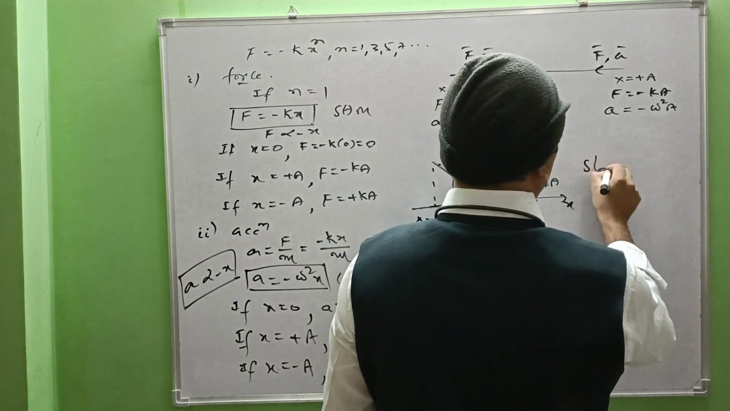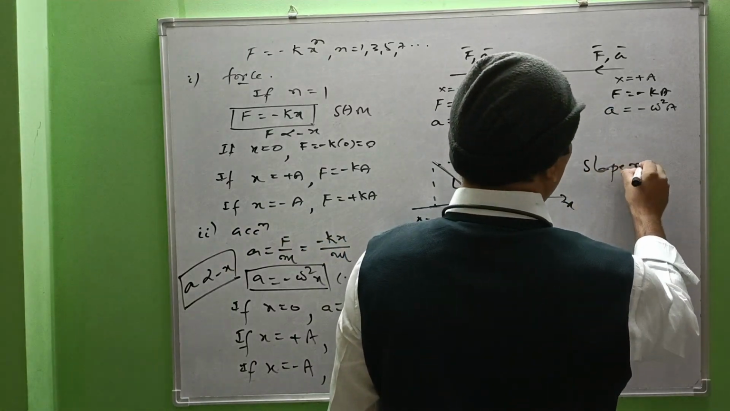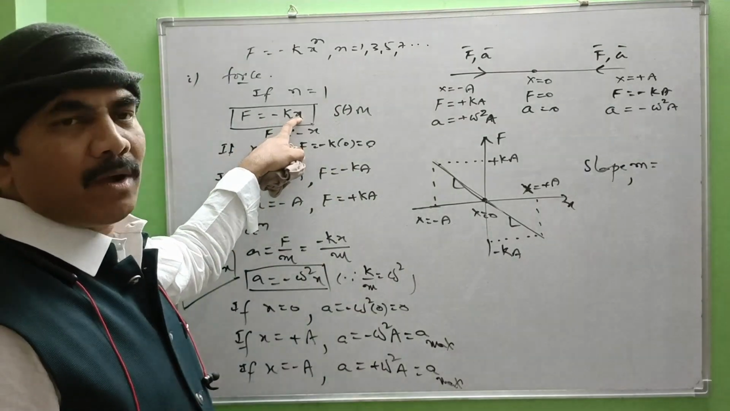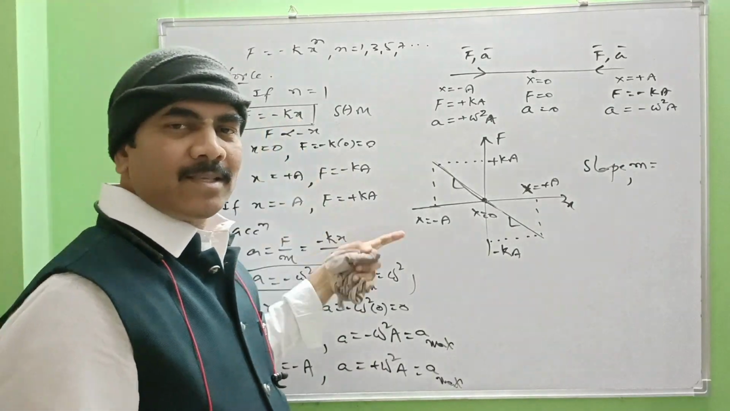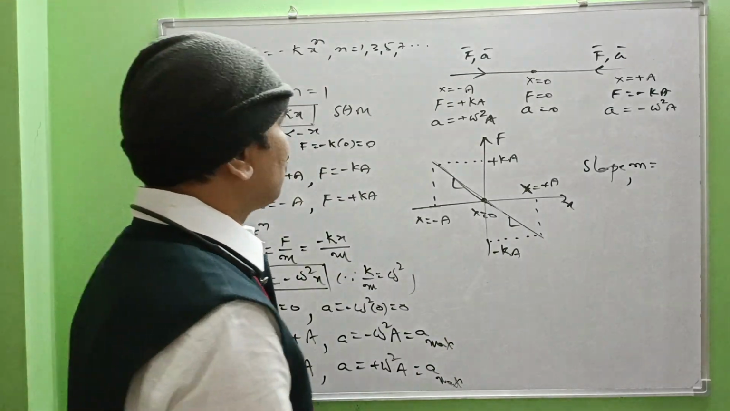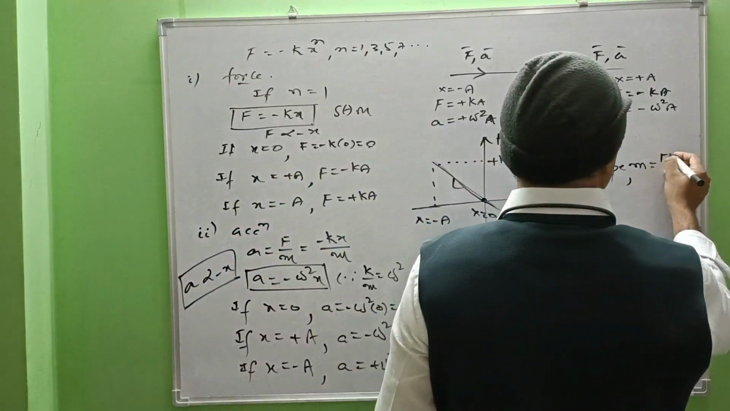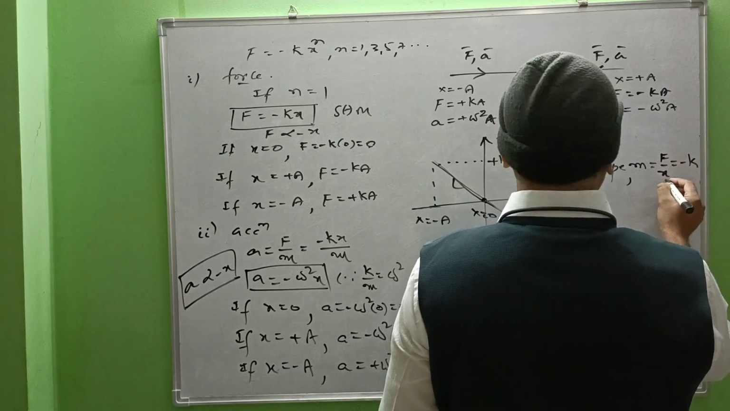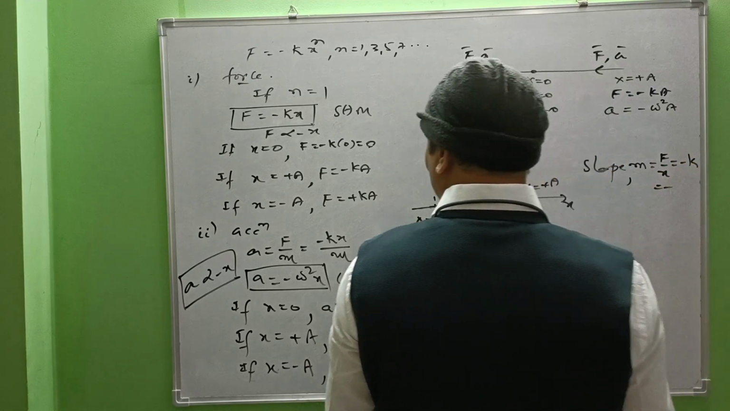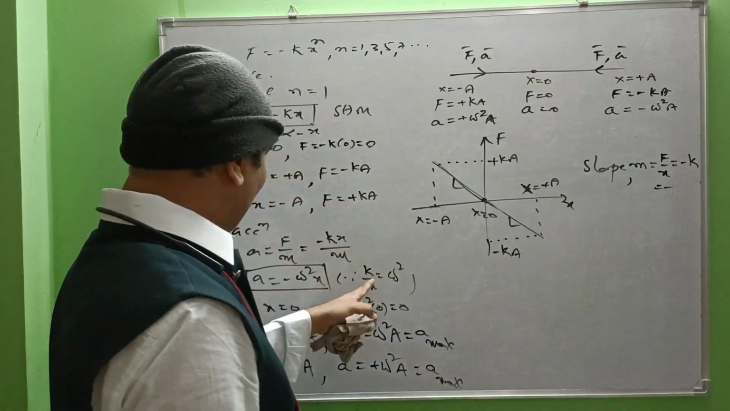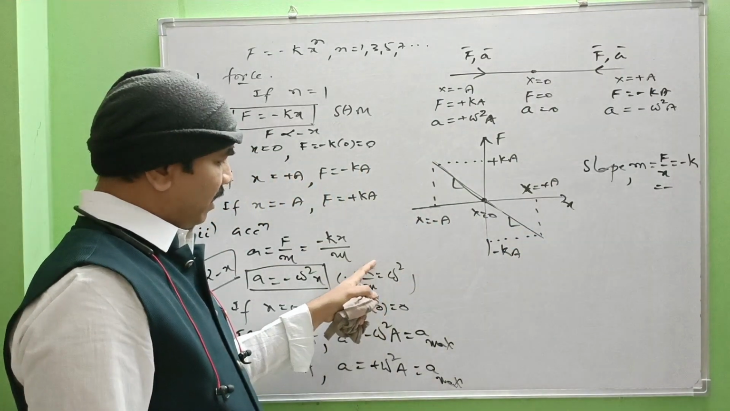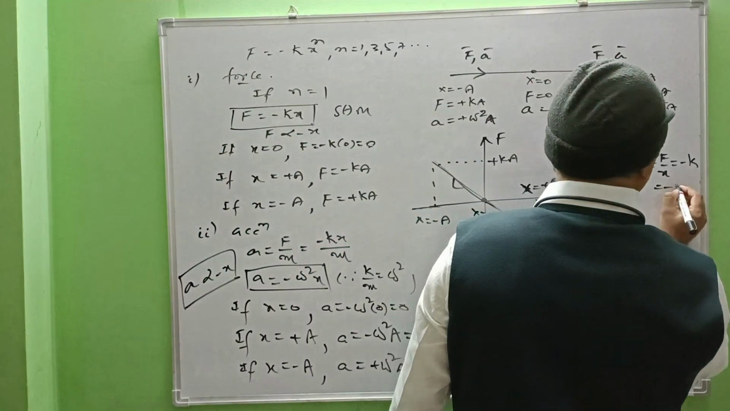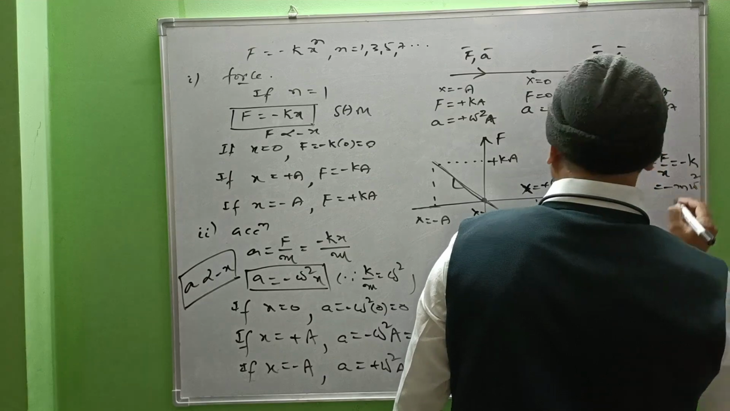Now what about slope here? Slope m equals y coordinate divided by x coordinate, otherwise change in y coordinate by change in x coordinate. That is F by x equal to minus k. Minus k means minus m omega square. See here, k by m equal to omega square, so k equal to m omega square. That is minus m omega square.